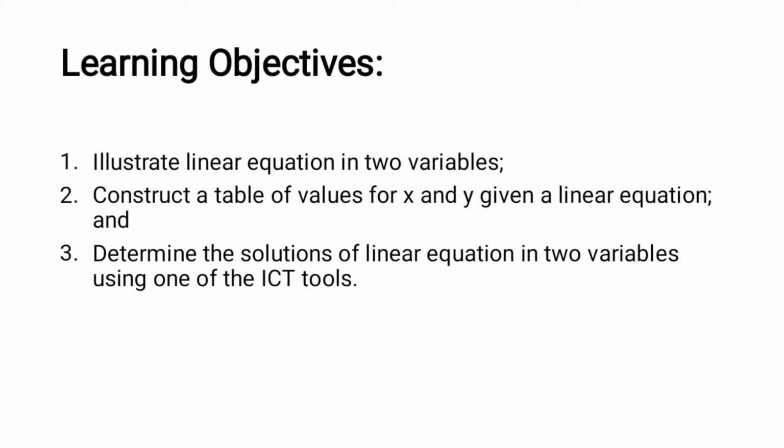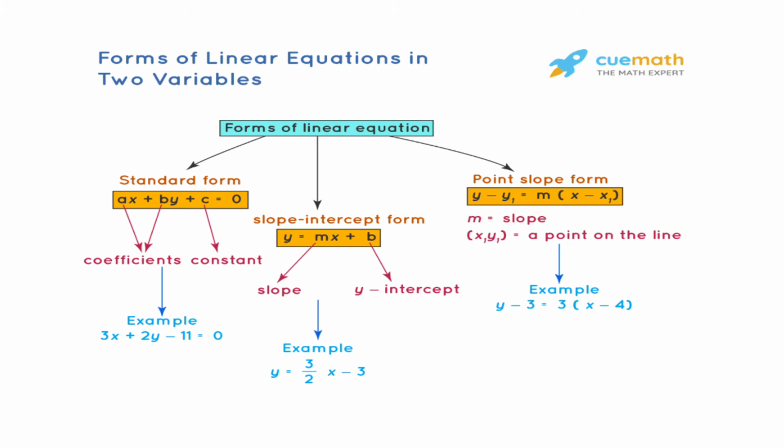So let's have first the definition. We have forms of linear equations in two variables: the standard form, the slope-intercept form, and the point-slope form. First, standard form, ax plus by plus c equals 0, where a and b are the coefficients and c stands for constant. For example, 3x plus 2y minus 11 equals 0, where the coefficients are 3 and positive 2, then the constant is negative 11.